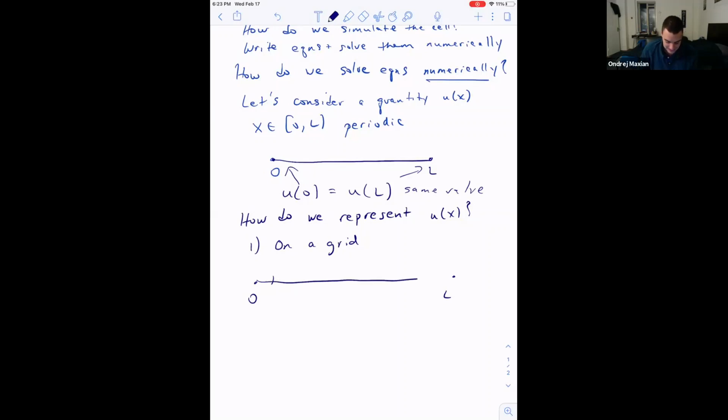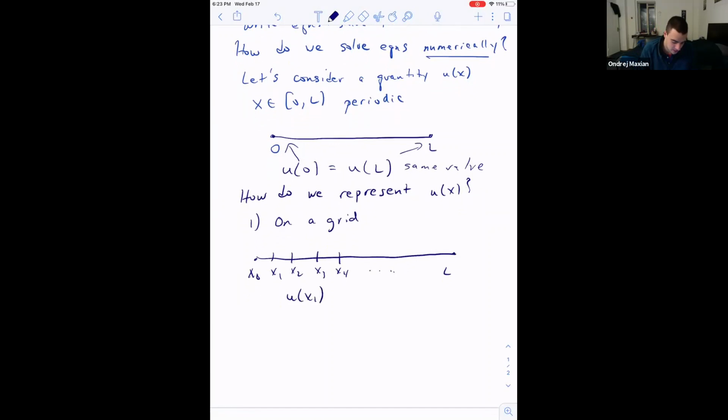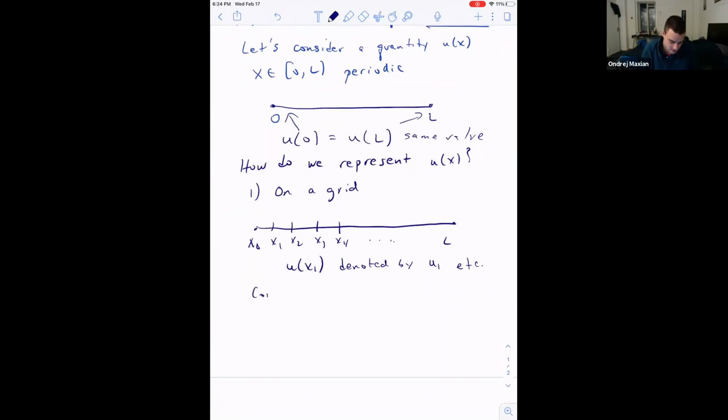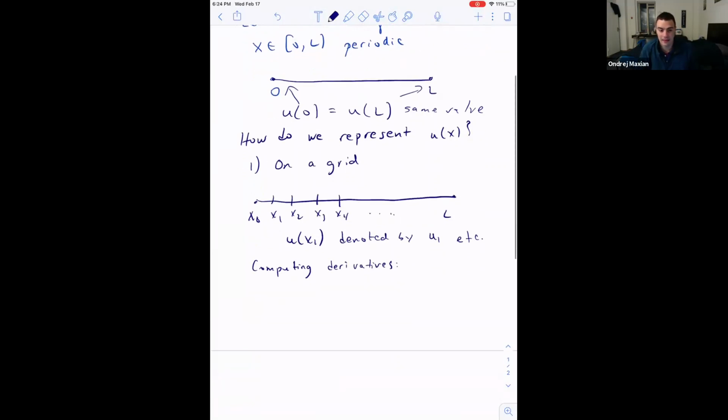So we discretize this domain. We pick some points here. I'll call this X zero, X one, X two, X three, X four, dot, dot, dot. We pick some points on the domain and we keep track of the values at those points. I'll denote U of X1 by U1, etc. And then if we want to compute derivatives, we can approximate that just by looking at the neighboring values.